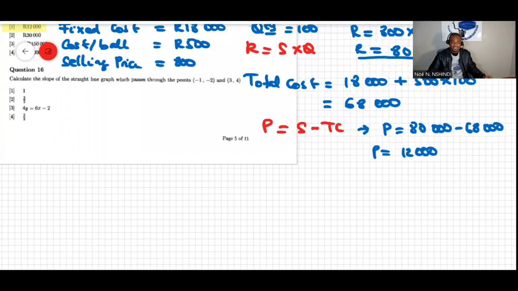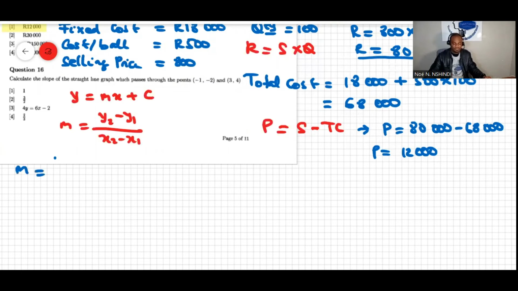Question 16 says, calculate the slope of the straight line graph which passes through the points -1, -2, 3, and 4. We know that the straight line is given by y equal to mx plus c, and then m will be equal to y2 minus y1 over x2 minus x1. Now, the gradient will be y2, which is 4, minus y1, -2, over 3 minus 1. This is equal to 6 over 4.